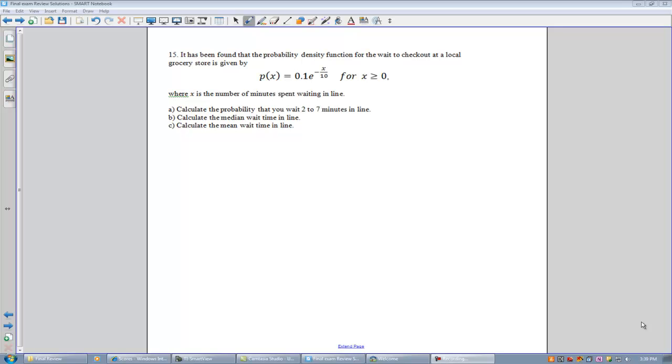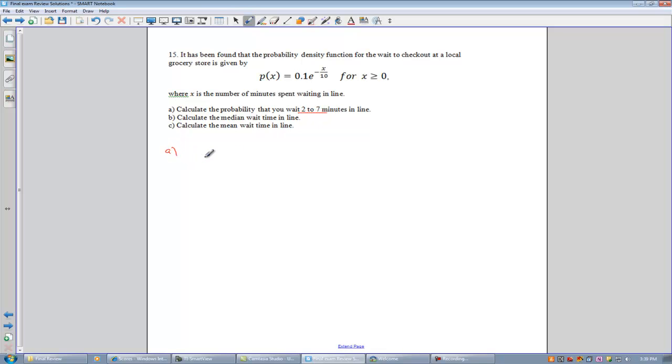So let's take a look at number 15 now. On number 15, it says it has been found the probability density function for the wait to check out at a local grocery store is given by the following function for x bigger than or equal to 0, where x is the number of minutes spent waiting in line. In part A, we're going to calculate the probability that you wait 2 to 7 minutes in line.